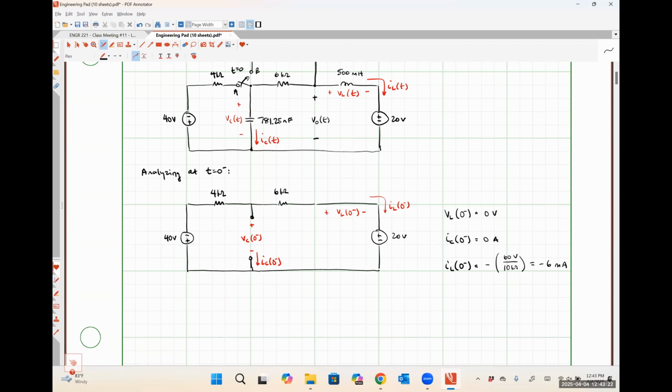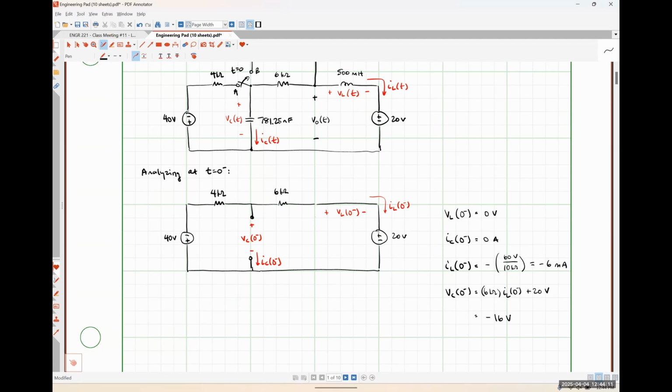So now that I know what that inductor current IL at 0 minus is, it should be much easier for me to figure out what the voltage drop across my capacitor is, right? So using Kirchhoff's voltage law, we would see that VC at 0 minus is just going to be 6 kilo ohms times IL at 0 minus plus 20 volts. So 6 kilo ohms times negative 6 milliamps is negative 36. 6 times negative 6 plus 20 is negative 16 volts is what I get.